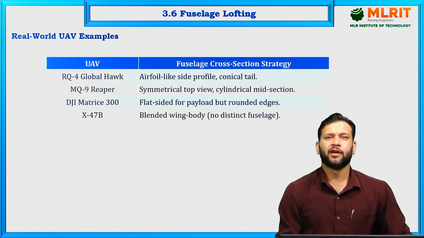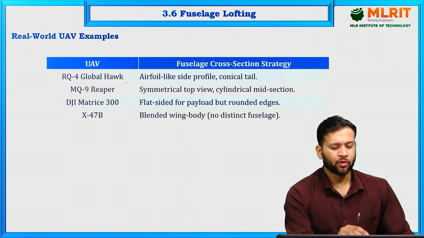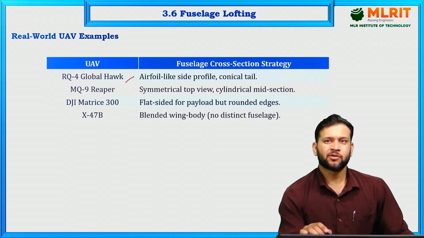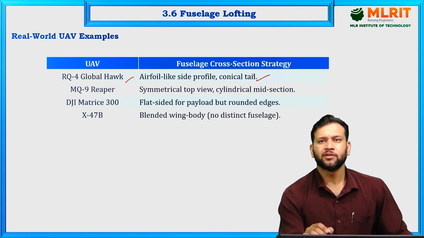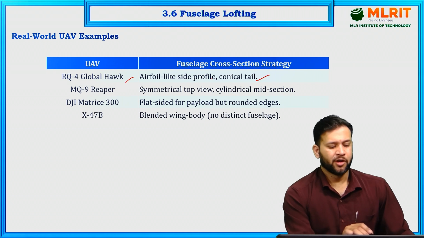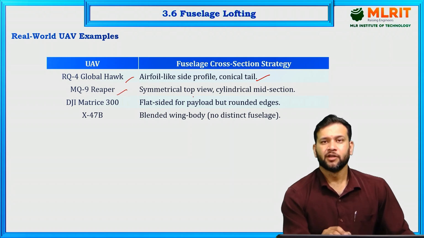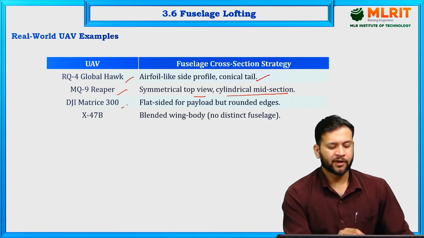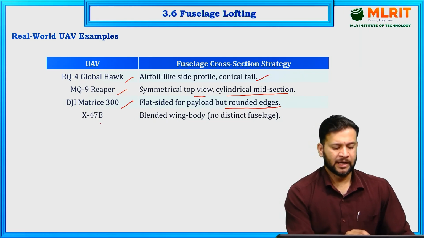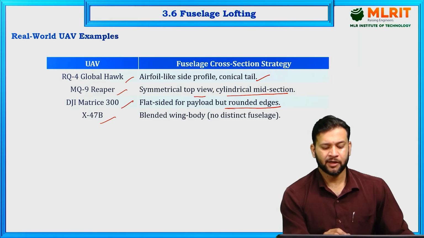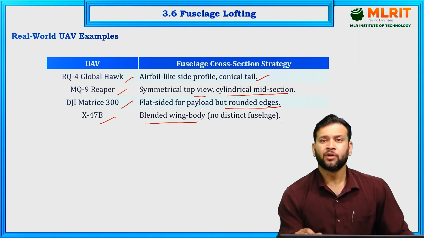Real-world unmanned air vehicle examples. The RQ-4 Global Hawk: the fuselage cross-section is like an airfoil from the side profile, and it has a conical tail. The MQ-9 Reaper has a symmetrical top view and a cylindrical midsection. The DJI Matrice 300 has flat sides for payload but rounded edges. The X-47B unmanned air vehicle has a blended wing body with no distinct fuselage.